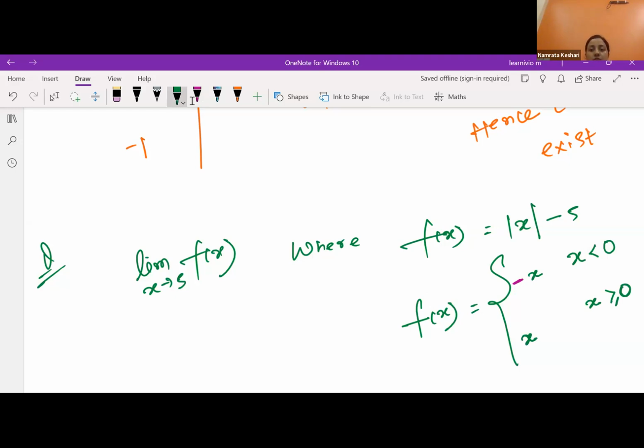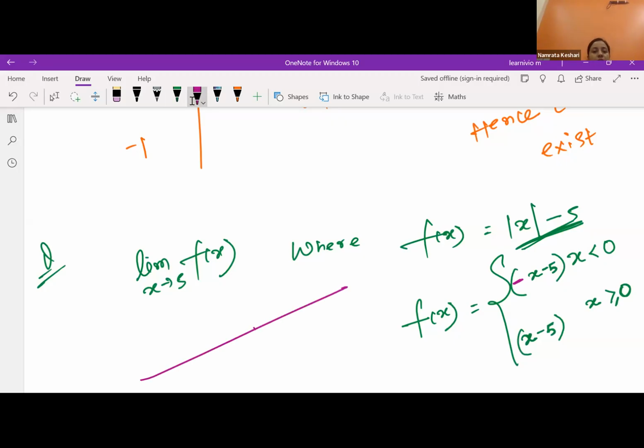So actually the function was mod of x minus 5. So I must write minus x minus 5 like this. Getting it, Miraj? x minus 5 like this. So these are the two ways our function is defined, and we have to find the limit as x tends to 5.